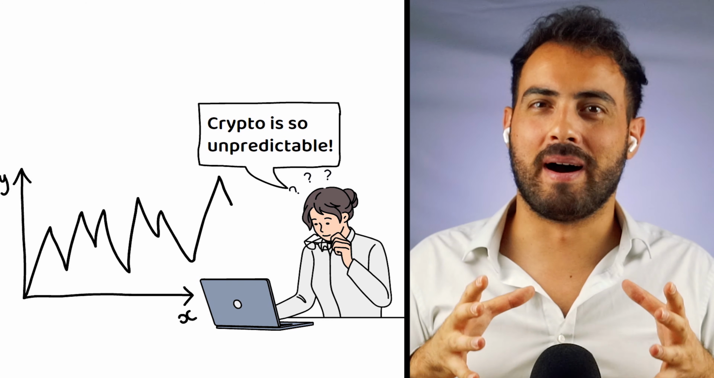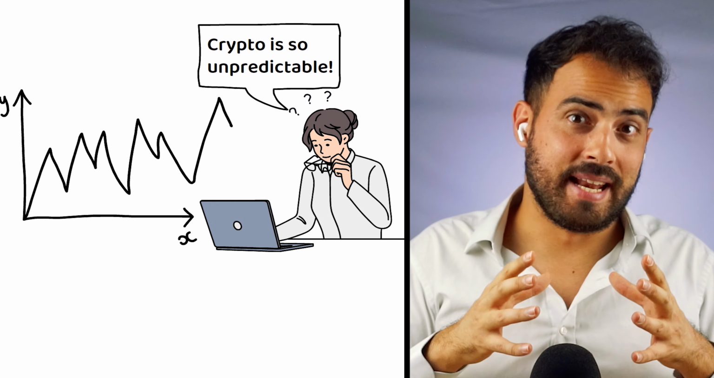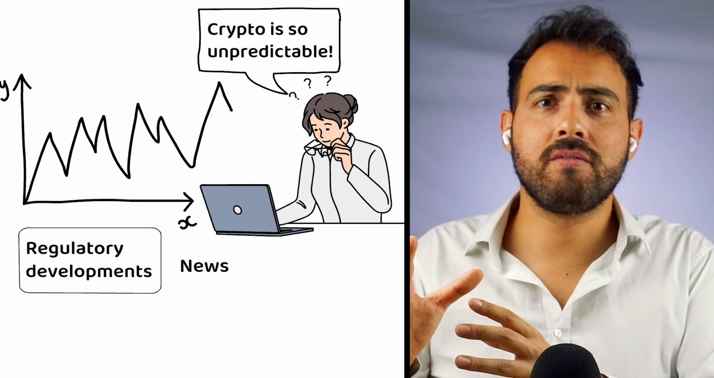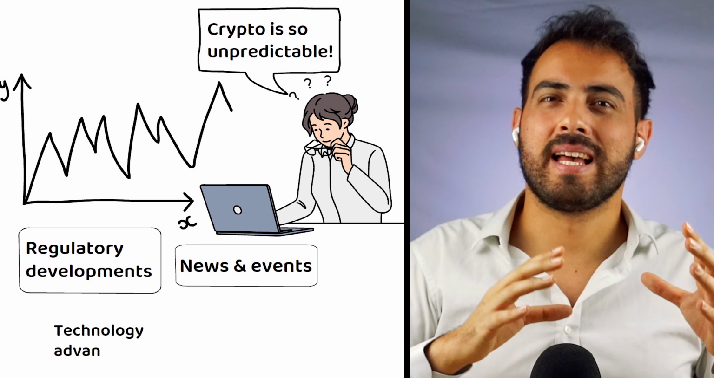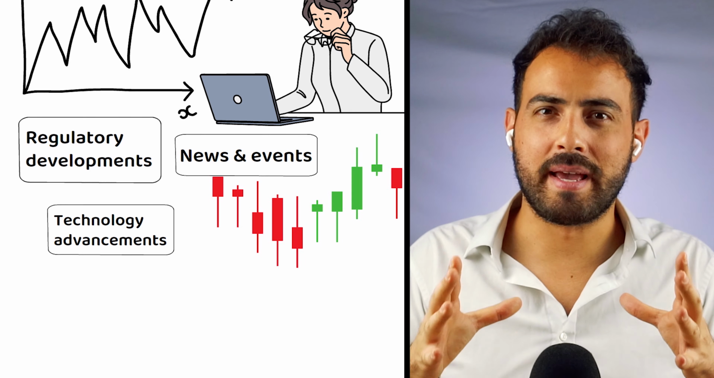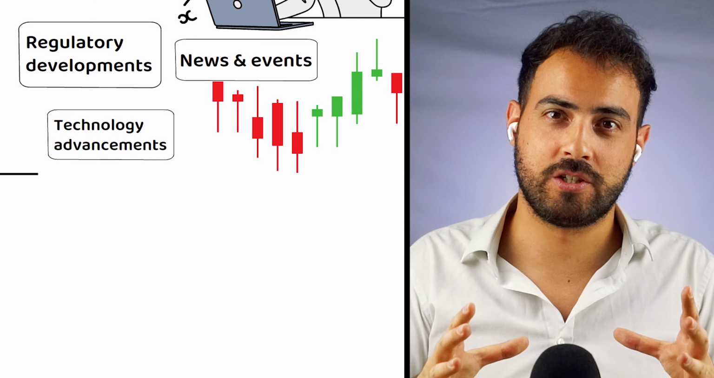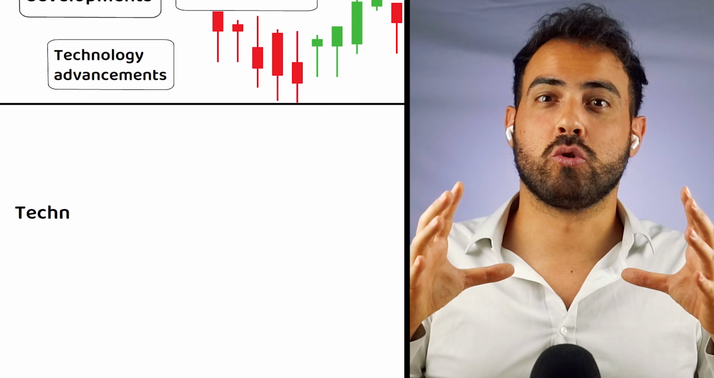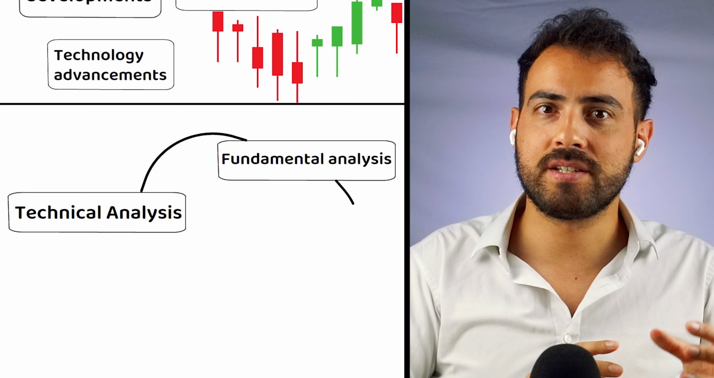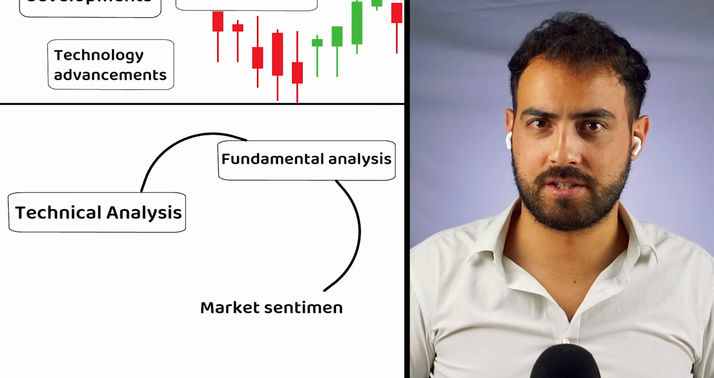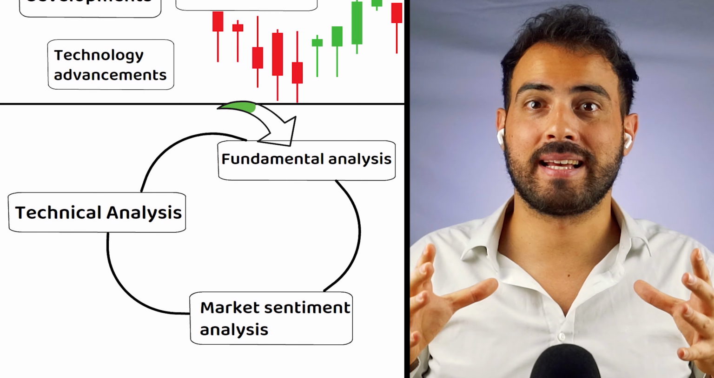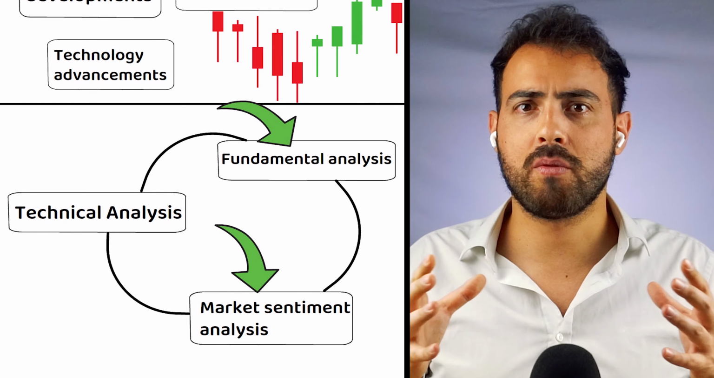The cryptocurrency market is still in its infancy, and a variety of factors, including regulatory developments, news and events, and technology advancements, can affect the price movements. Therefore, in order to make wise trading and investment decisions, technical analysis should be combined with other types of analysis such as fundamental analysis and market sentiment analysis. Before I close this video, let's see what fundamental and market sentiment analysis is and how they work.